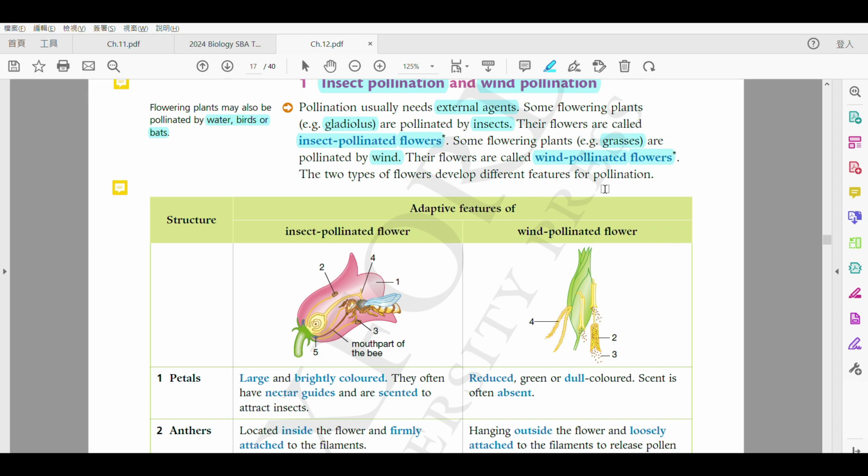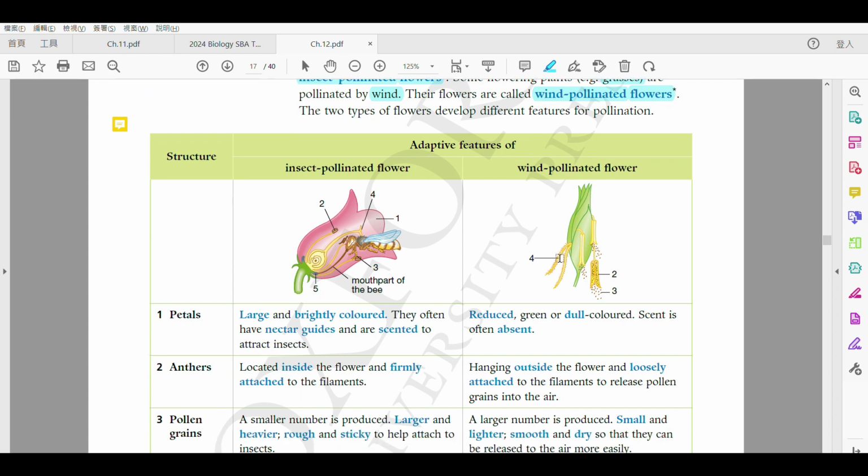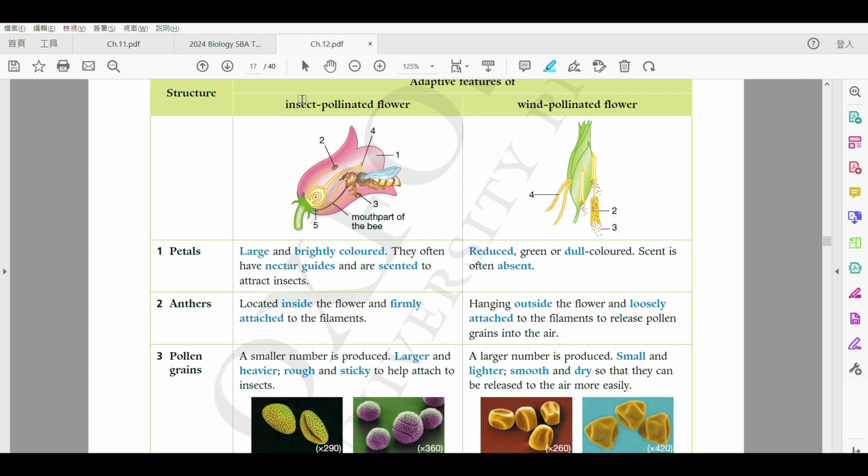Alright, so in the following we are going to look into details about what are the differences between 呢一個嘅 insect 啦同 wind 嘅 pollinated flowers 啦? Alright, so don't say that I didn't remind you. Okay, so put this down.